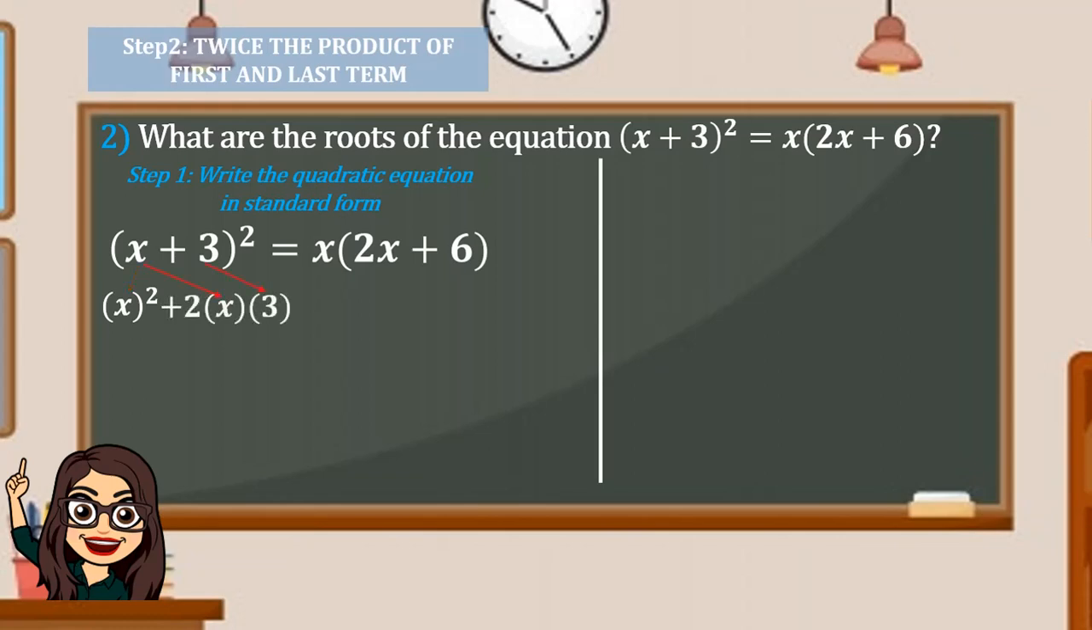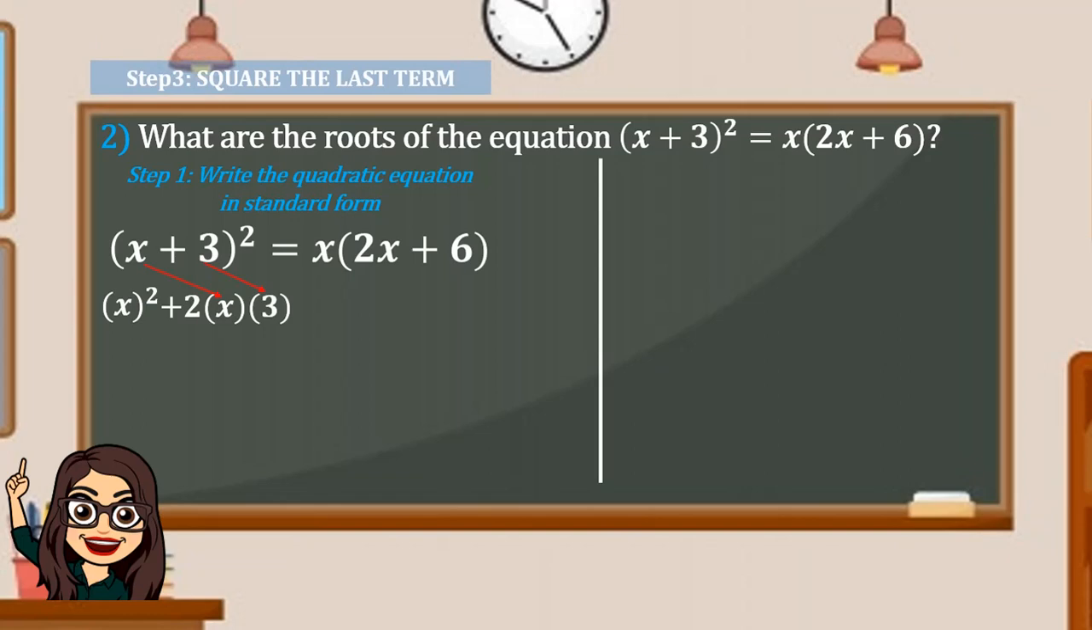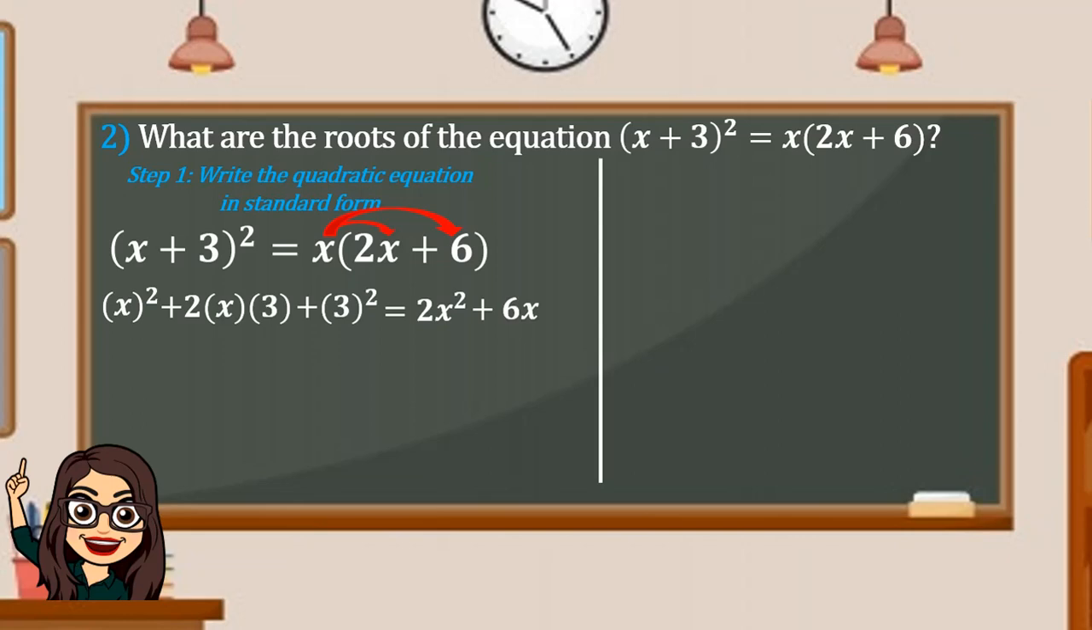So twice the product of the first term, which is x, and the last term, which is 3. Third step, square the last term. So square of 3. And for the right side, we will distribute x to the quantity 2x plus 6. So x times 2x is 2x squared. Then x times 6 is positive 6x.